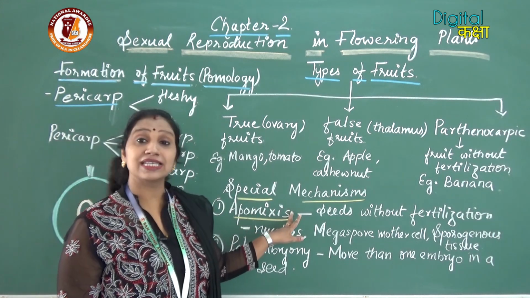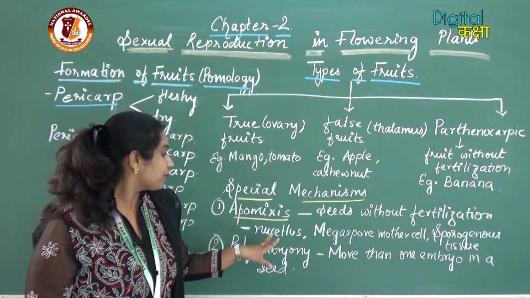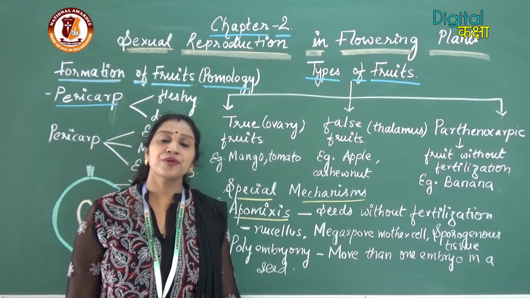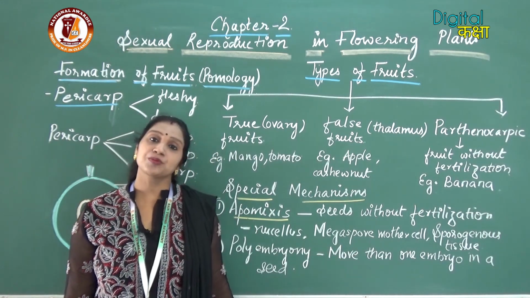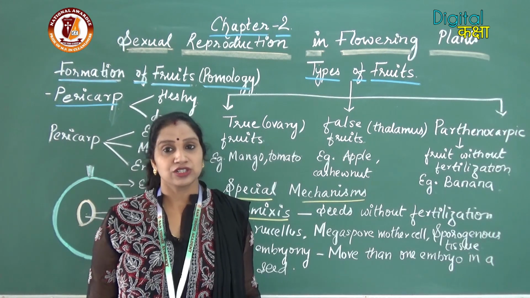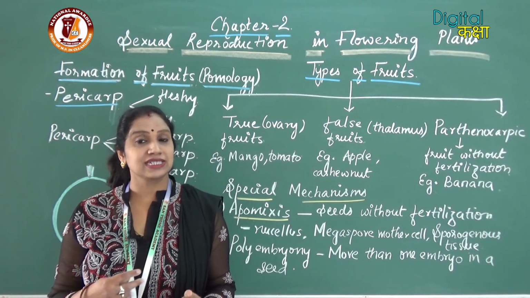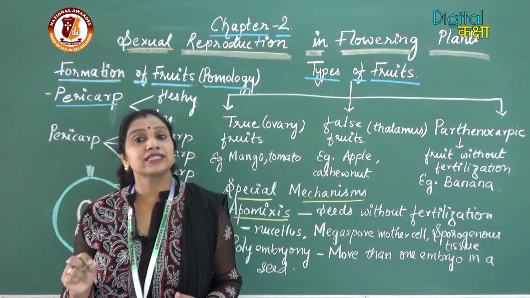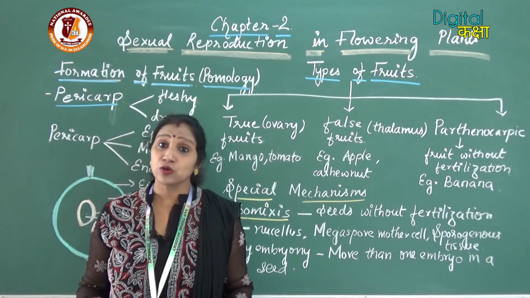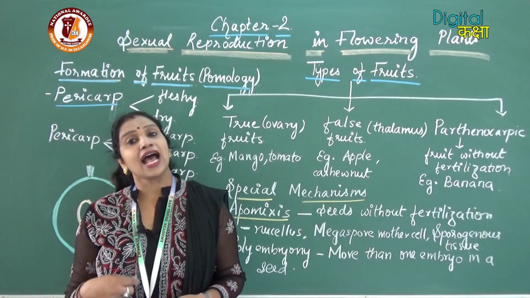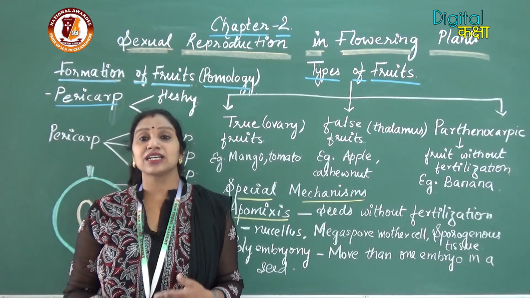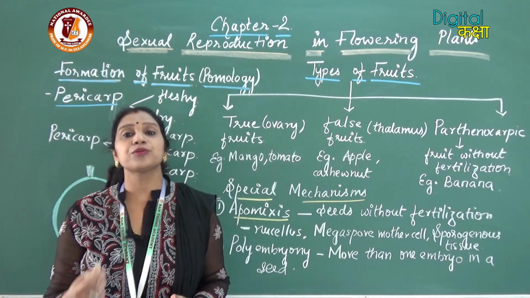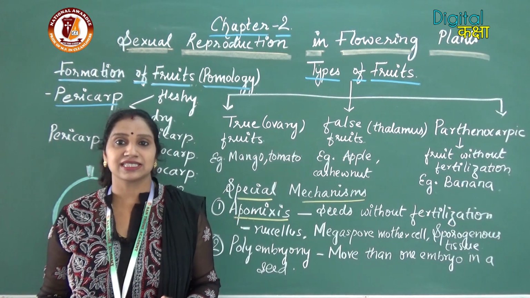So apomictic seeds can be formed by the nucellus, by the megaspore mother cell, or by the cells of the sporogenous tissue. So in this way the apomictic seeds can be formed and these seeds will be diploid in nature. So here no fertilization has occurred. As no fertilization has occurred, there will be no variations in the plant which is being produced from these seeds.